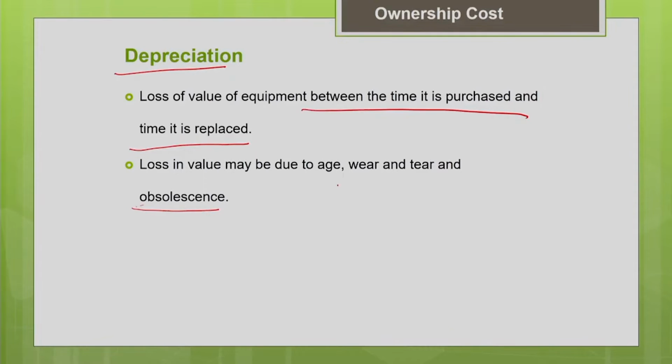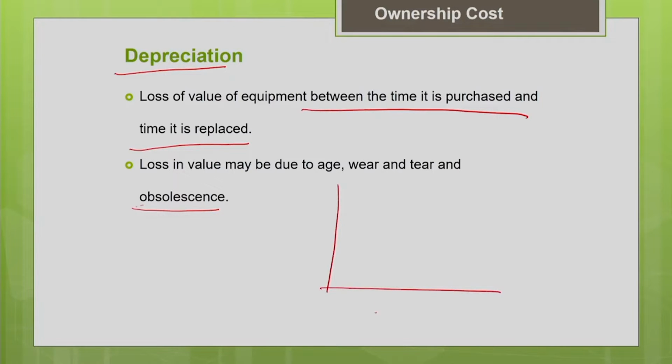So this loss in value is called depreciation. This is a very important component of the ownership cost. This is not actually a physical cash flow, but still it is considered as an expenditure in the cash flow analysis. It is considered as a component of the ownership cost when you do the estimation. So graphically we can represent it like this.